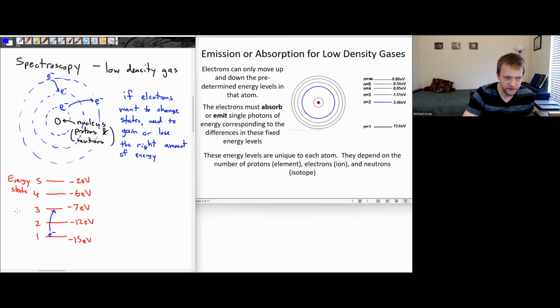So if we have a photon of light come in, and if that photon of light has just the right amount of energy, let me actually label it coming in and hitting this electron here. In this case, if we're going from negative 15 eV to negative 7 eV, that means this photon of light has to have exactly 8 eV of energy. If it has 8 eV of energy, it's got the right amount of energy to kick this from negative 15 to negative 7.